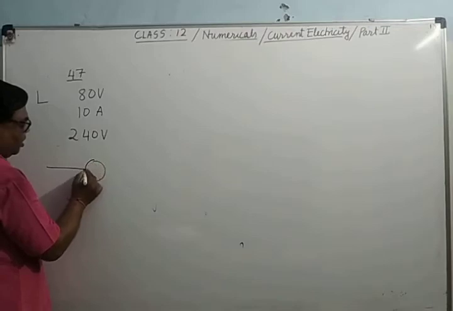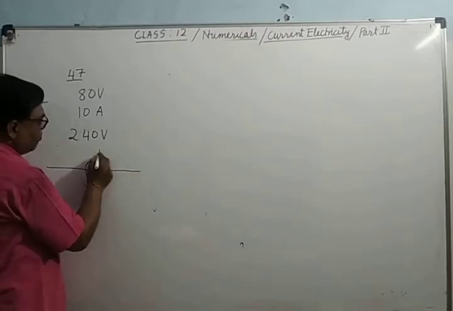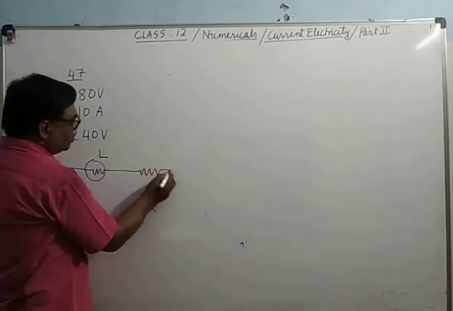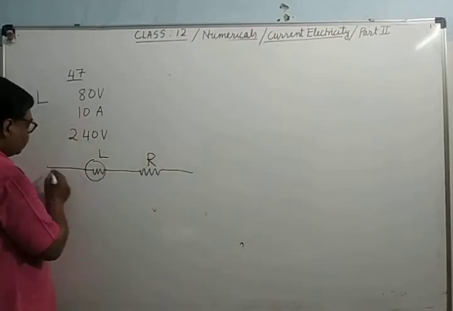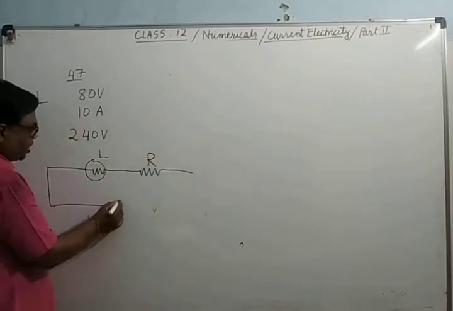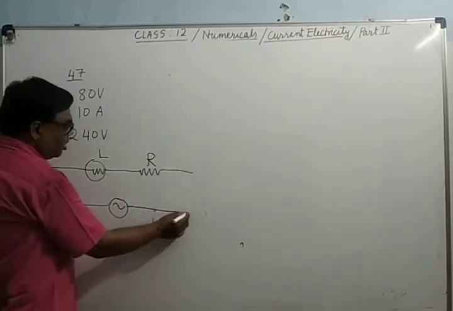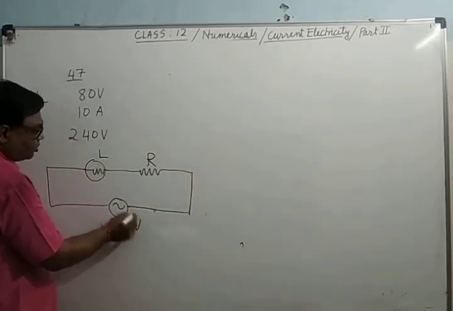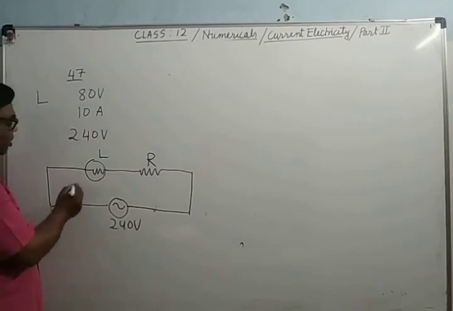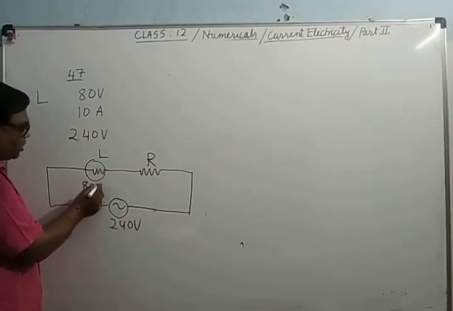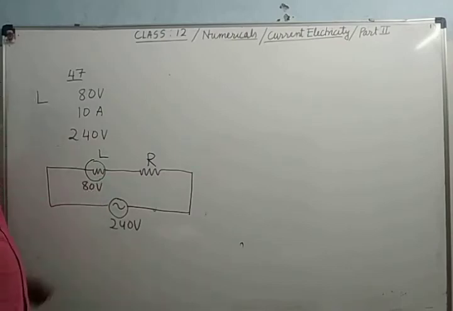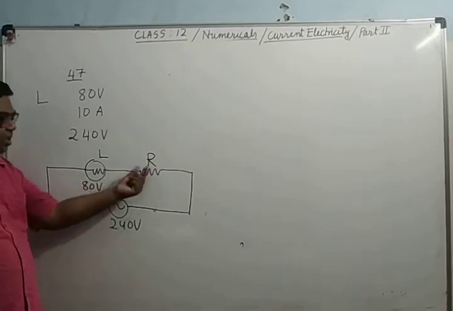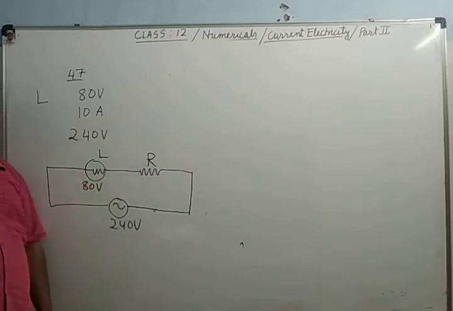This is the lamp. Some resistance will be connected in series with it. What will happen on connecting this resistance? It will restrict the potential drop across the arc lamp to 80 volt. It will restrict only this volt across this, so the remaining volt will drop across R. Okay? So you will write this.